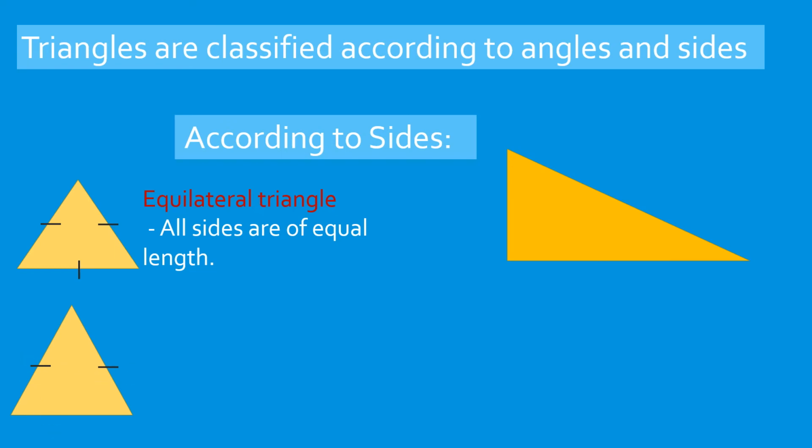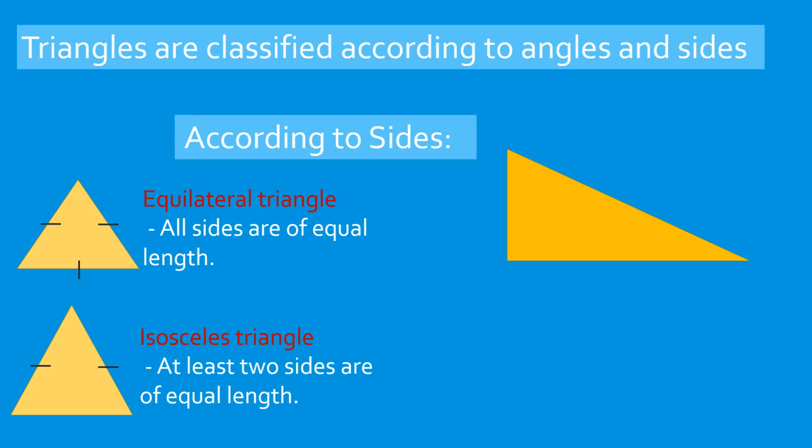Then here, we have only two sides that are congruent. This kind of triangle is known as an isosceles triangle. At least two sides are of equal length. Now, the words "at least" mean that an equilateral triangle is also known as an isosceles triangle.